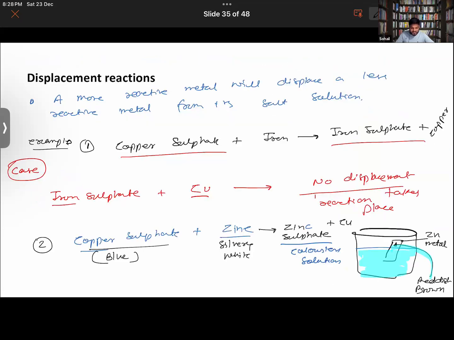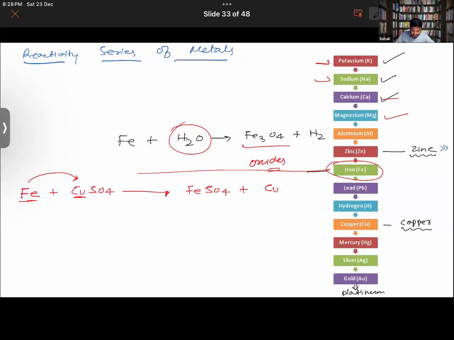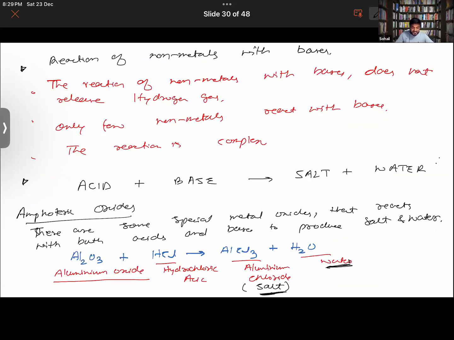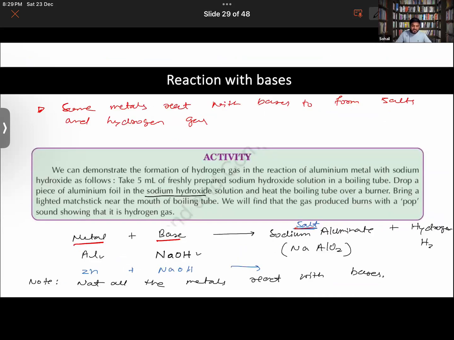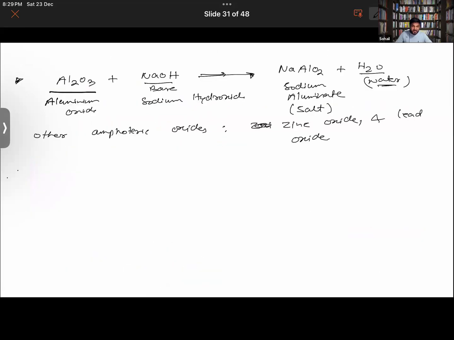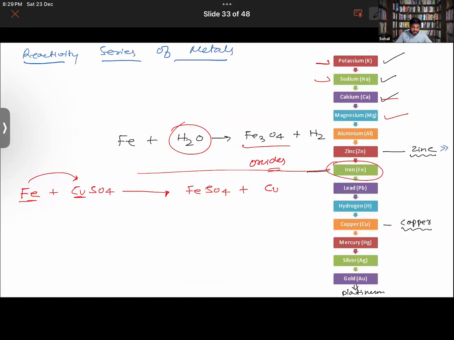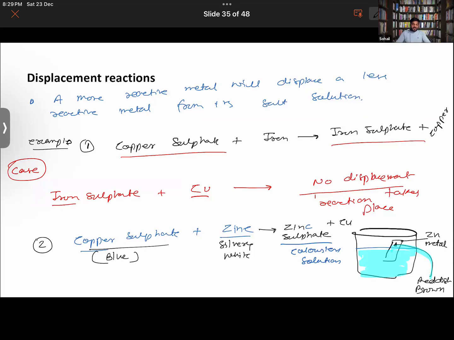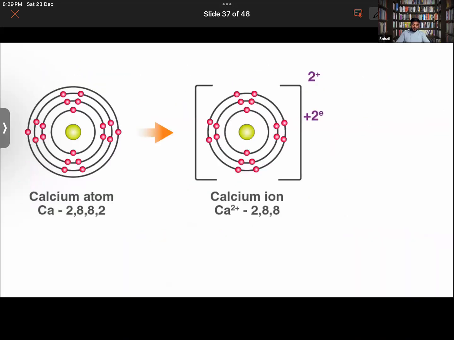Your task is to revise whatever we have studied today, because that is very important, because in the next class I will be asking questions from it. Today's class, we talked about the reaction of metals and non-metals with bases, what amphoteric oxides are, and the reactivity series. We did this activity also, and we studied the displacement reaction. So I hope that is clear.